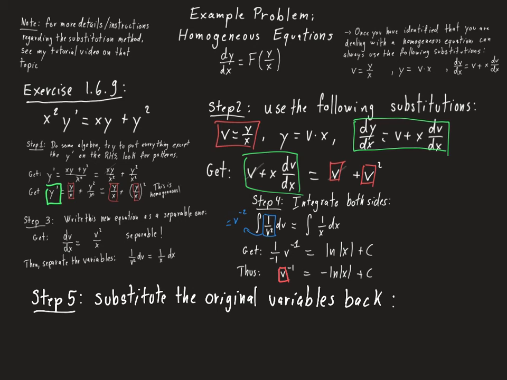Doing this gives us that y over x to the negative first power is going to be equal to the negative natural log of the absolute value of x plus c. And again, this was very straightforward. The only thing that had to be substituted here was that v.